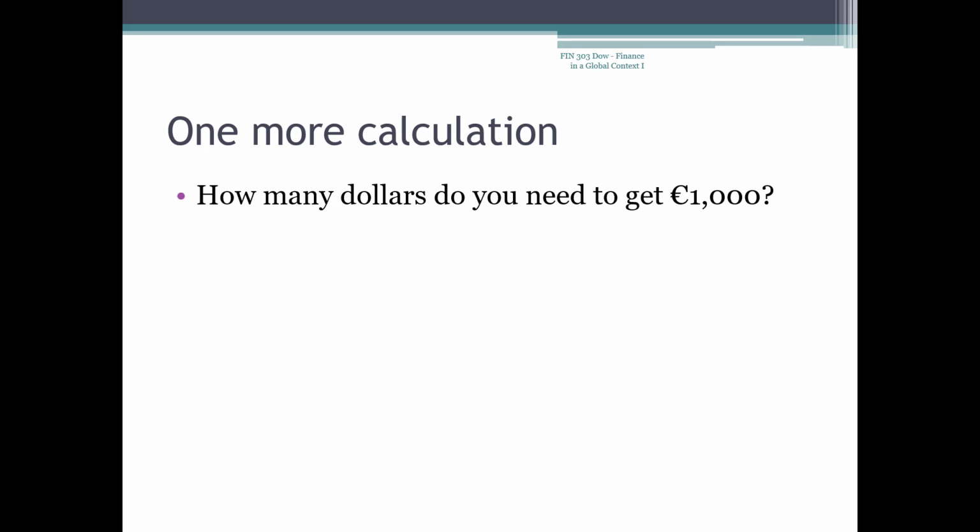Let's do one more calculation. How many dollars do you need to get 1,000 euros? Because of the bid-ask spread, we need to use our general method. We write out the equation, x dollars multiplied by 0.85 euros per dollar equals 1,000 euros. Solving for x gives us $1,176.47.